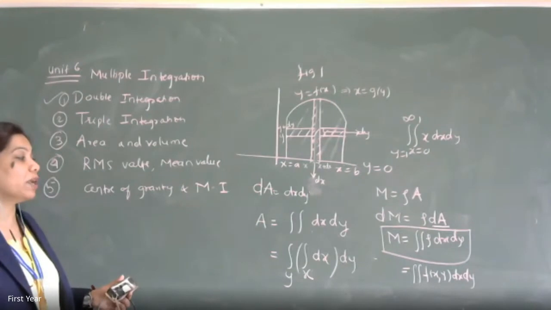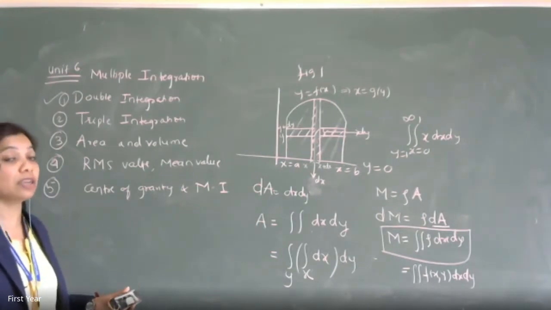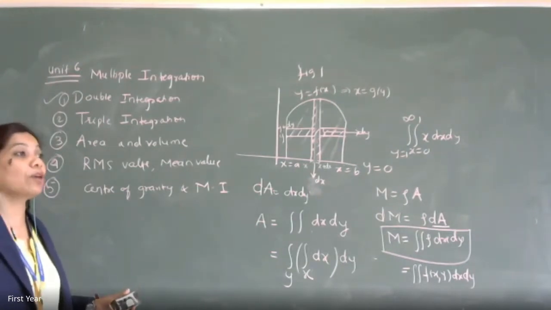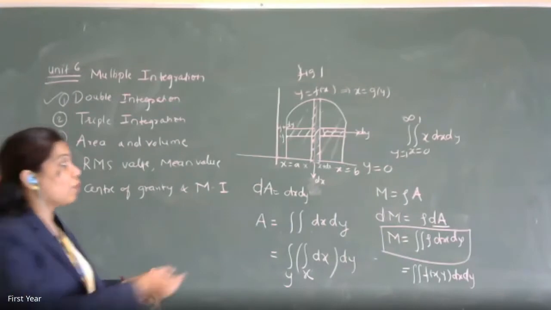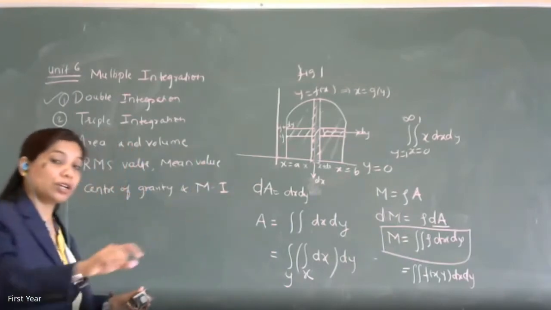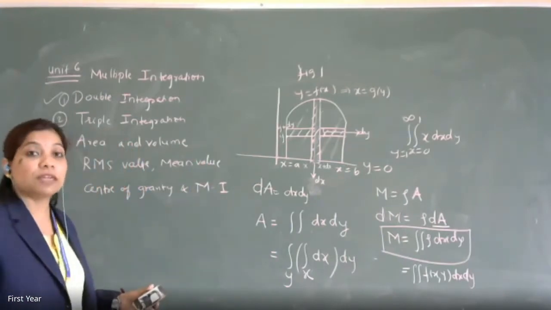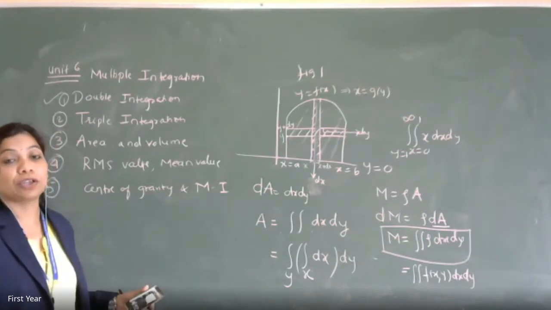Because sometimes it may happen that the integration of x is easier. So we will change the order of the integration. From the vertical strip, we have to take the horizontal strip. That is called change of order. You'll see those types of examples. Is it okay? Okay, ma'am.